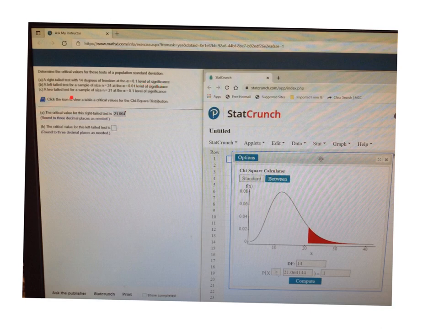So you could do it by hand, you could click on it here, or you could use technology. I'm using StatCrunch here. If you click on the Stat button and then Calculators, you bring up the chi-square calculator to find these critical values. It's a chi-square distribution, so this might be the easiest way.